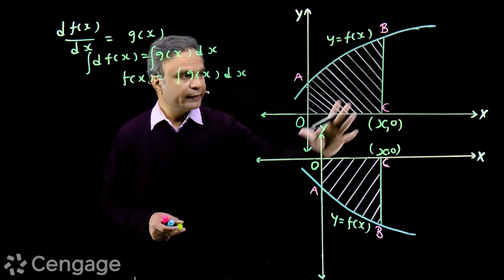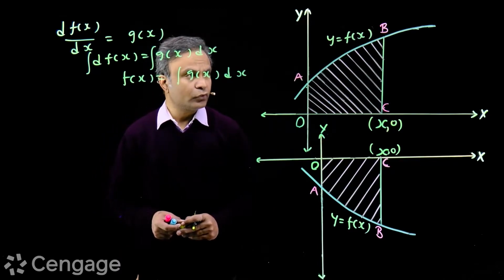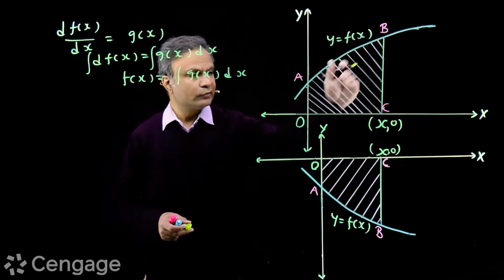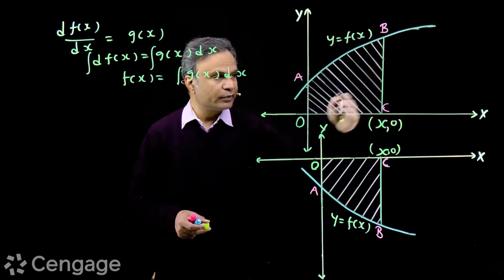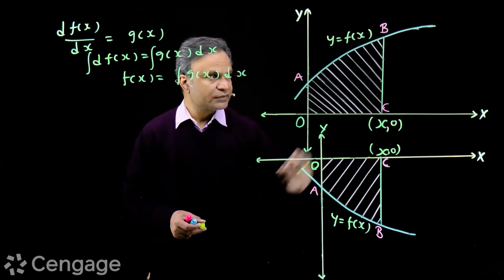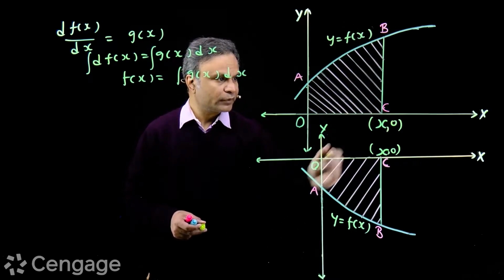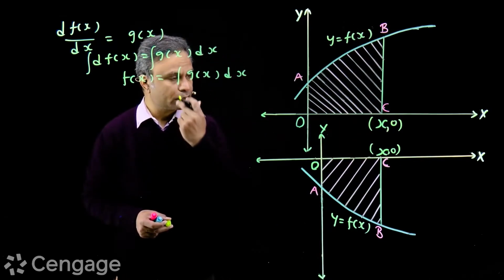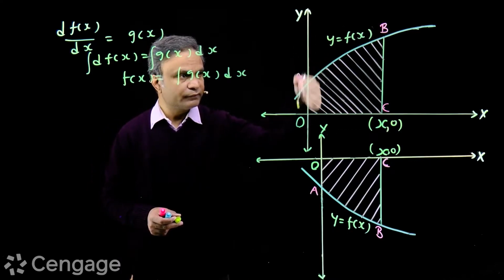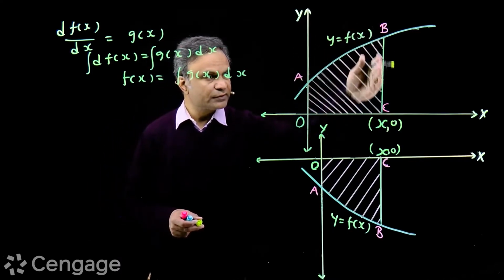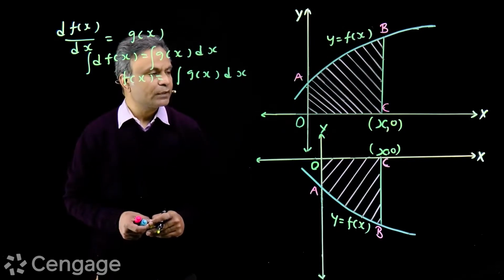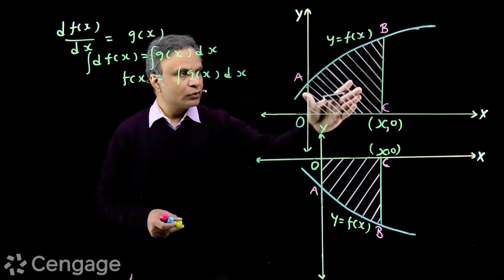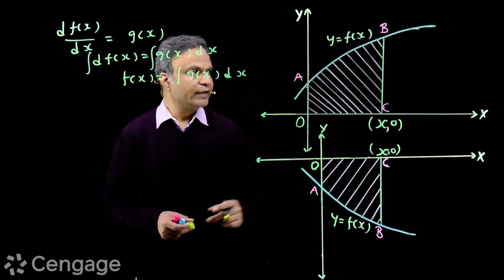We have this area bounded by 4 curves: y is equal to f(x), x-axis, y-axis, and this variable line. This is a vertical line. Here x is variable. These two lines are fixed. This curve is fixed, but this vertical line is variable. This is called area under curve y is equal to f(x).